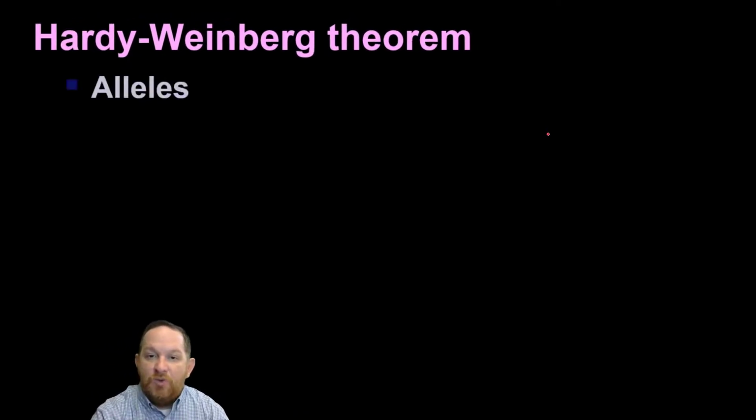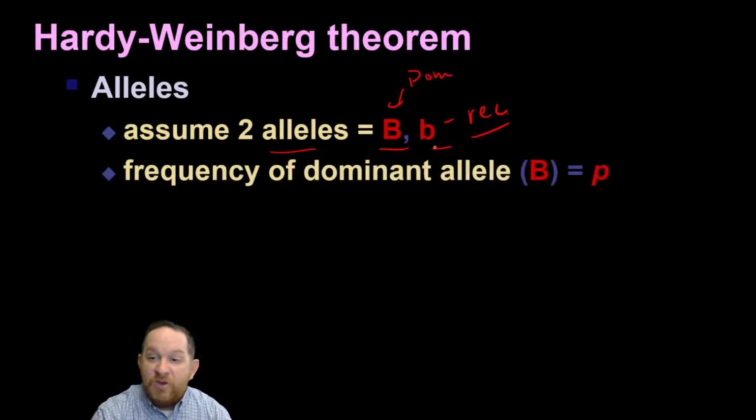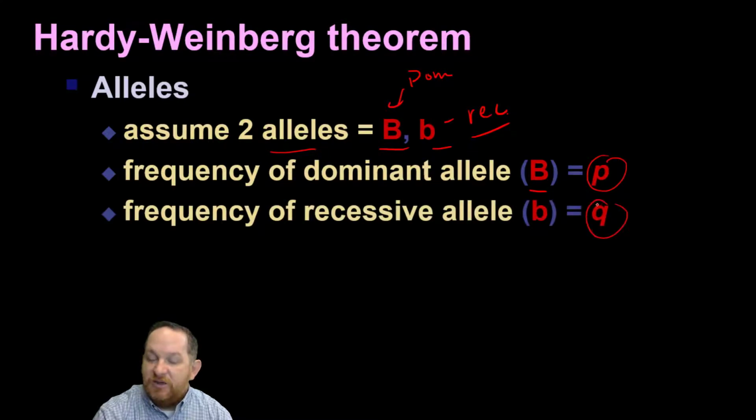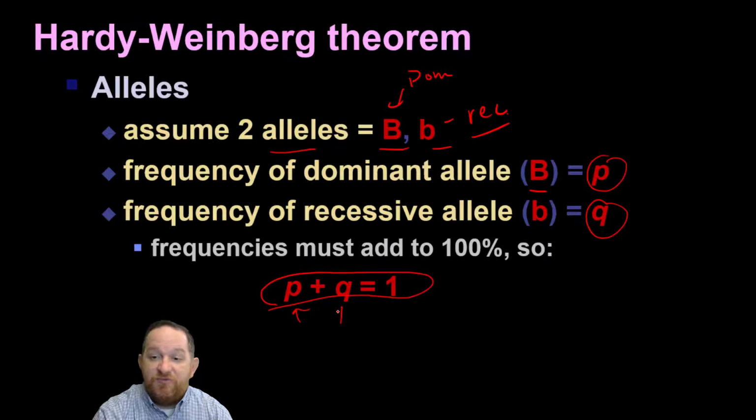Okay, so in Hardy-Weinberg equilibrium, we're going to assume for our first examples that there are two alleles, a dominant one and a recessive one. Okay, in this example, I'm using B's. You can use whatever letter you want. The frequency, of course, as you remember, of the dominant allele is P. And then we talked about the frequency of the recessive allele is going to be Q. And because the total frequencies must always add up to 100%, like we just saw with the frogs, we can come up with a formula that says the frequency of the dominant allele plus the frequency of the recessive allele has got to be equal to 1 or 100%.